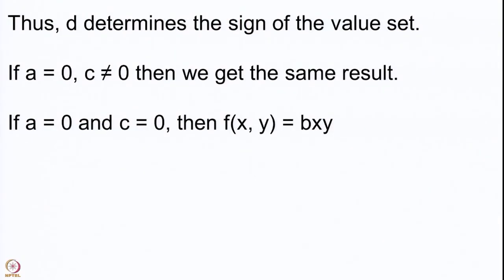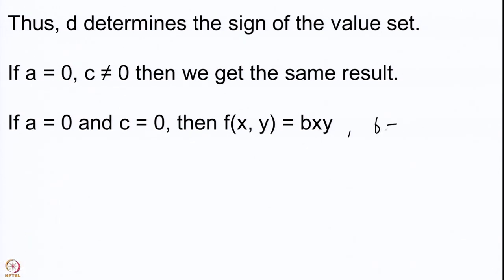And now, of course, we have to consider the last case, where you may have a equal to 0 and c equal to 0. So if you have a equal to 0 and c equal to 0, your f of xy is simply b xy.